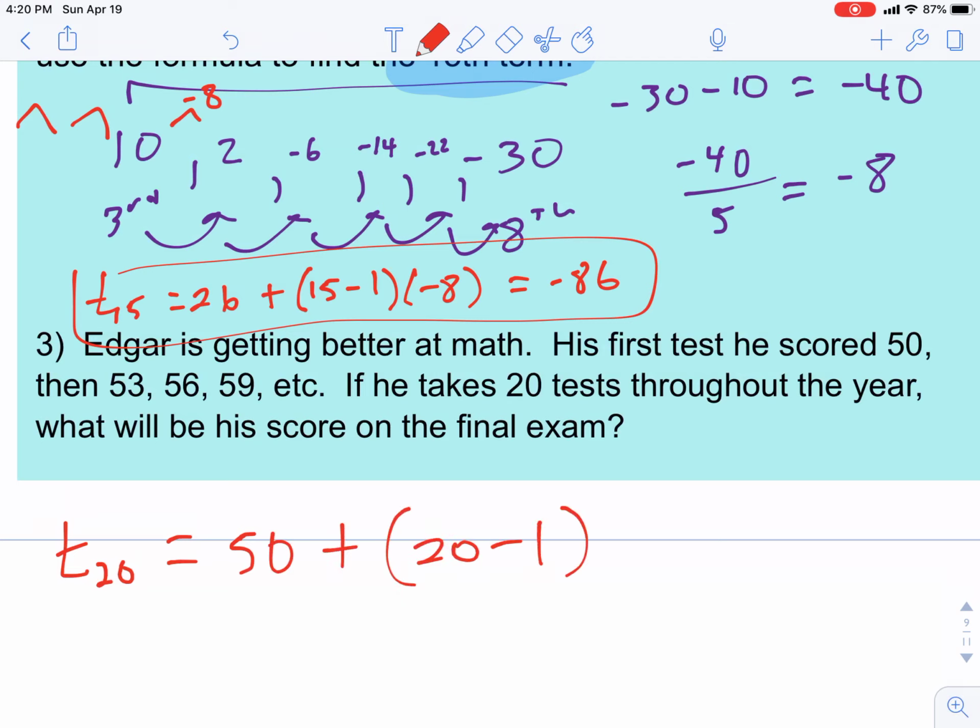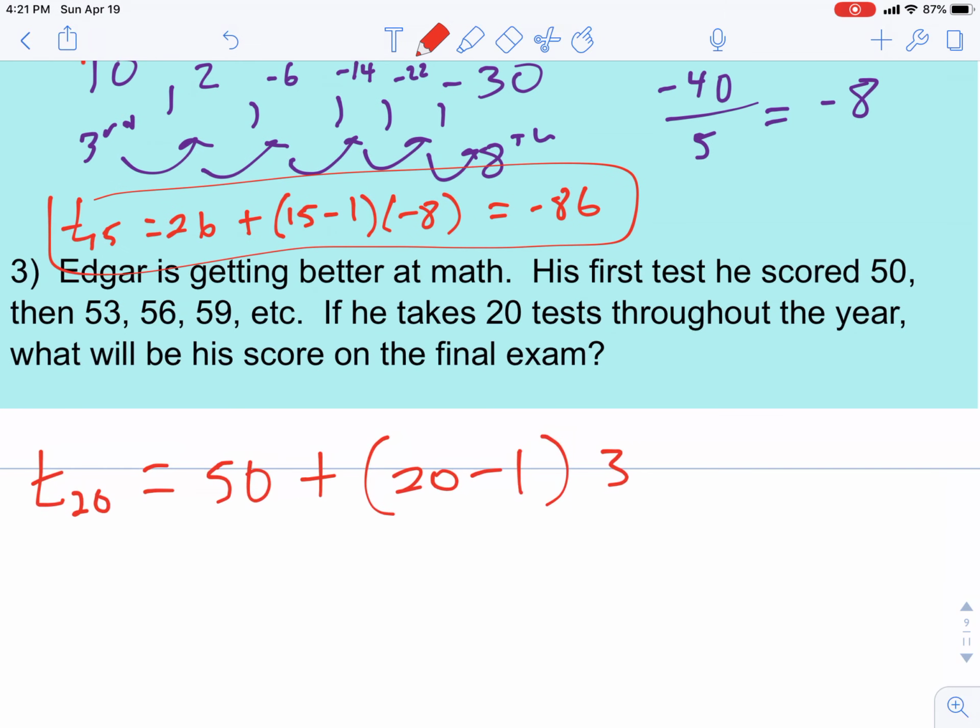We have 20 tests and the common difference of 3. So we have 50 as the first term, plus 20 minus 1, or just plus 19 times 3, is 107. He will get 107 on his final exam. That's not a percent, that's just the score he got. All right, so that's arithmetic.